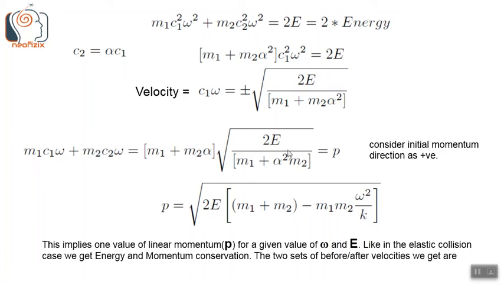Using the quadratic solution of alpha that we discussed earlier, we use those two values of alpha in the momentum equation. We get P equals square root of 2E into m1 plus m2 minus m1 m2 omega square by k. This implies only one value of linear momentum P for a given value of frequency omega square and net energy E.